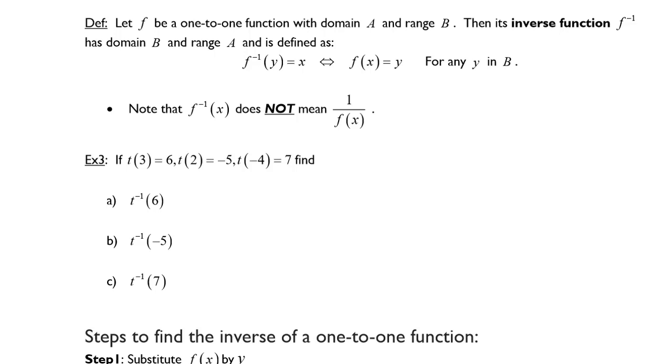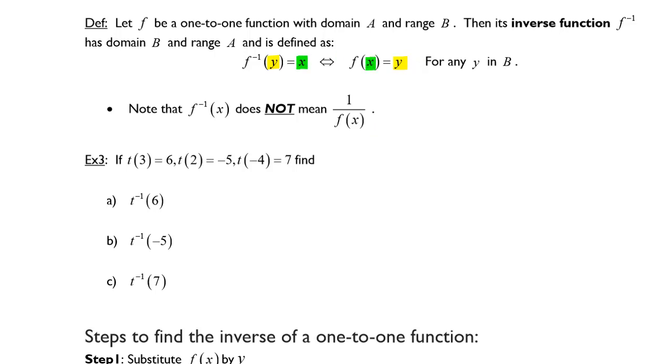The definition says, let f be a one-to-one function with domain A and range B. If this is true, then its inverse function, f inverse, has domain B and range A, and is defined as f inverse of y equals x. This implies that f of x equals y for any y in B. What this is saying is the x and the y trade places.